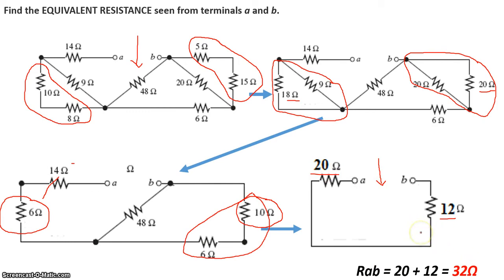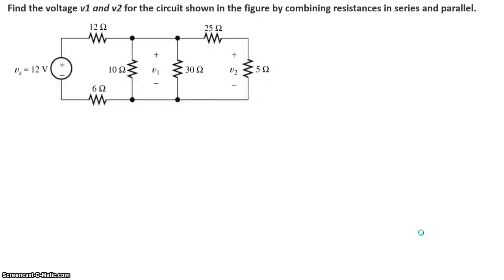So here's an exercise in finding the equivalent resistance. For our next example, we'll use a combination of series and parallel resistances to find voltages in a circuit. So in this particular circuit, we're asked to find the voltage across these two nodes right here, we call V1, and V2 between this node and this node. Okay, and we're asked to do this by combining series and parallel circuits.